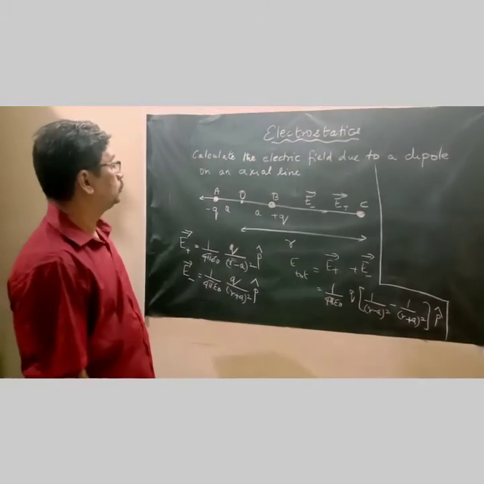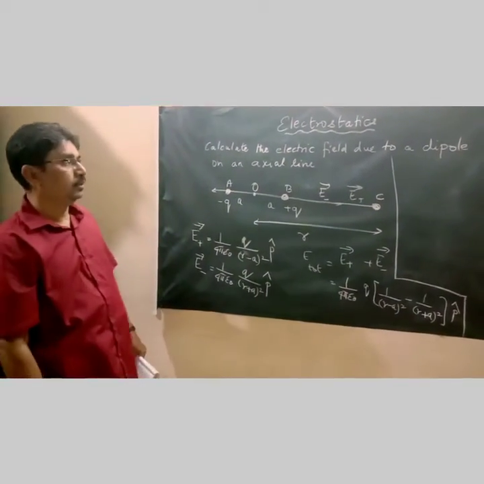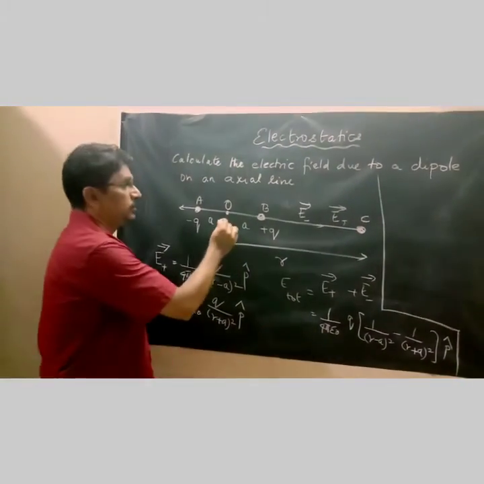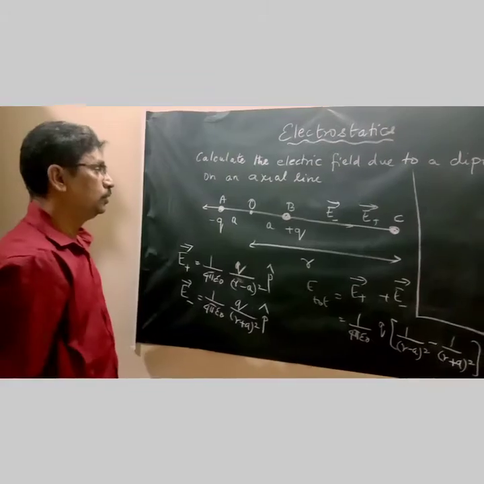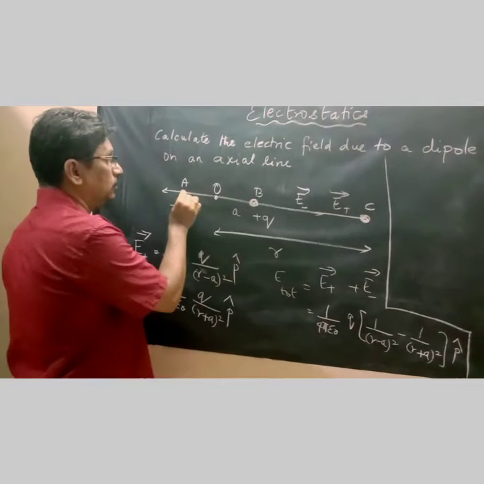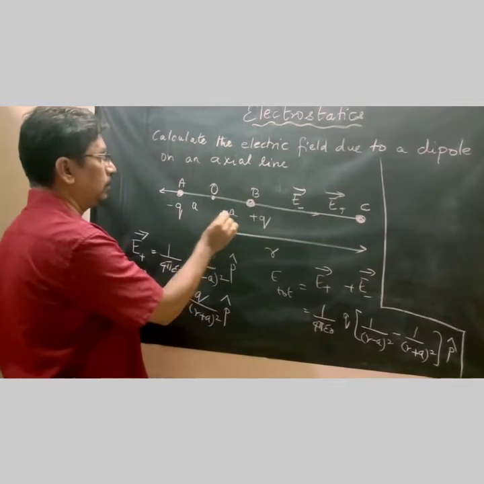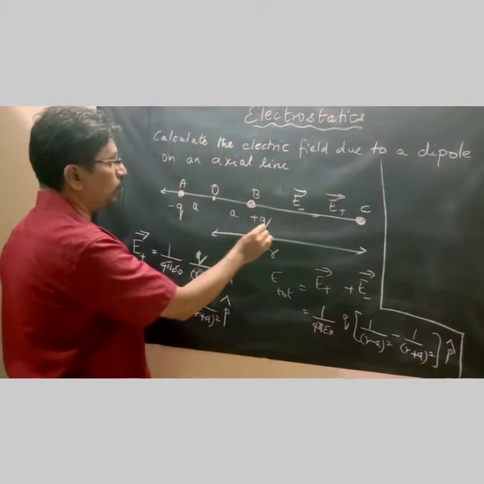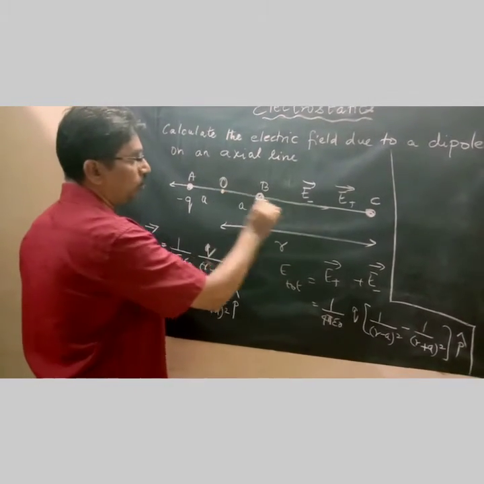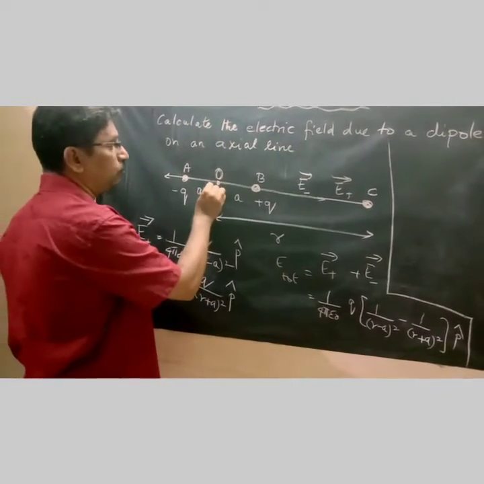Now we will move on to the next topic. Calculate the electric field due to a dipole on an axial line. So here the dipole is AB, the distance between A and B is 2a, with opposite charges minus Q and plus Q. The center point is O. The distance from O to the point C is R. So C is a point at a distance of R from O.